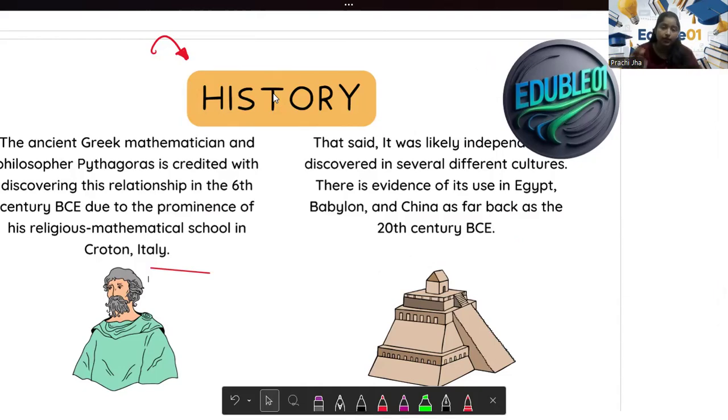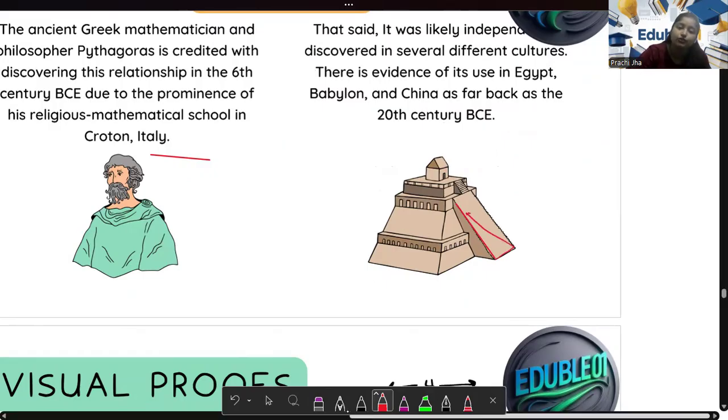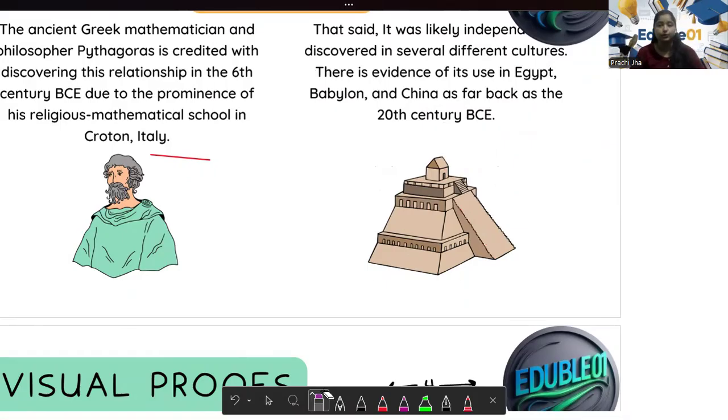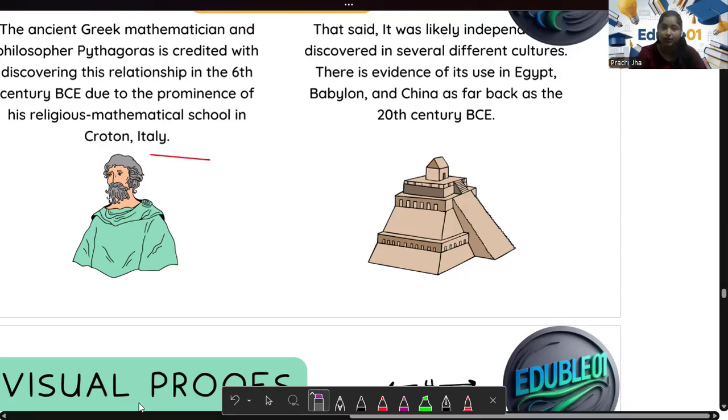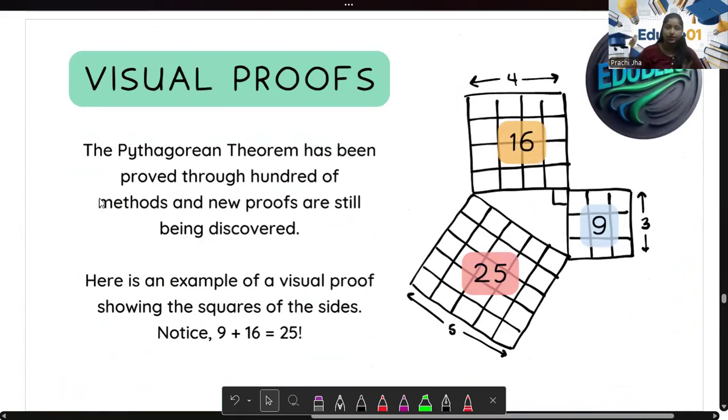Let me help you understand with the help of this figure. Can you see? Isn't it looking like a right angle? This portion, if you will notice, right? Many instruments and structures already existed in Egypt, Babylon, and in China, they were using it even before it was discovered. The concept was already there. But the one who discovered the concept was Pythagoras. So that's on his name. The theorem is the Pythagorean theorem or Pythagoras theorem.